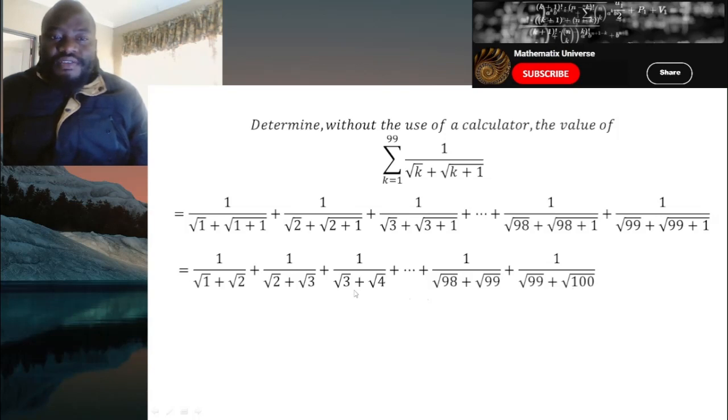Okay. So then, without a calculator, we will need to rationalize. The next step is to rationalize the denominators. So we'll multiply by the square root of 1 minus the square root of 2 over that same thing. And then here we'll multiply by the square root of 2 minus the square root of 3 over the same thing again. Then we do this for all the terms, even the ones that are not shown here. Then we will get something like this.